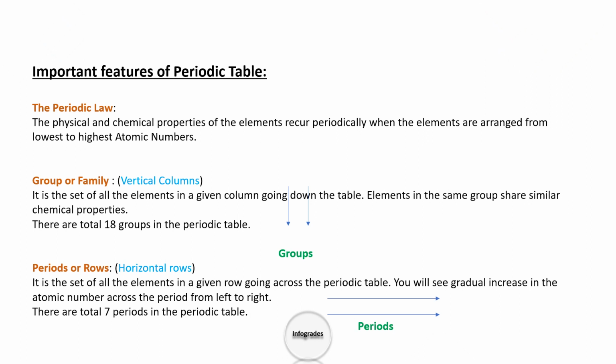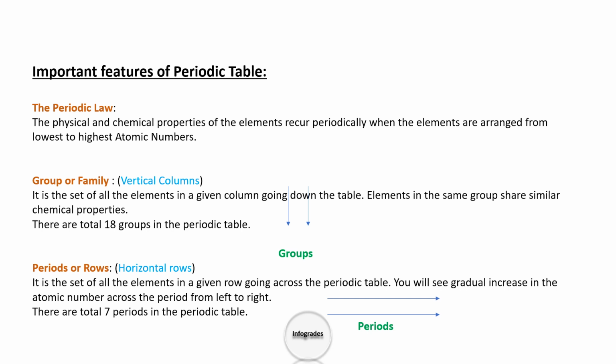So let's summarize what we have done so far. The modern periodic law states that physical and chemical properties of the elements recur periodically, meaning they repeat themselves when the elements are arranged from lowest to highest atomic number. As I explained, when we go from left to right in the periodic table and then come back to the same group, whichever elements are present in the same group show similar behaviors, similar chemical reactions, similar valency, same valency actually.